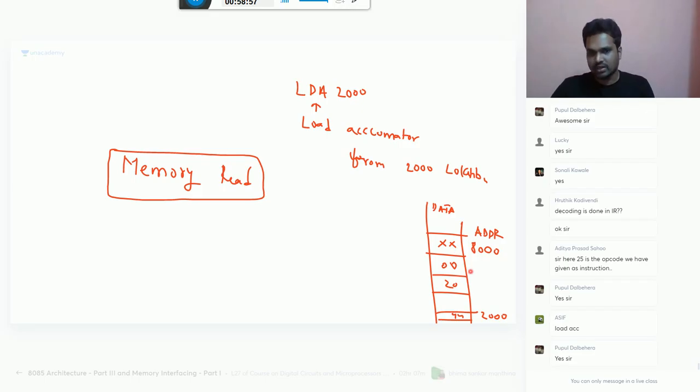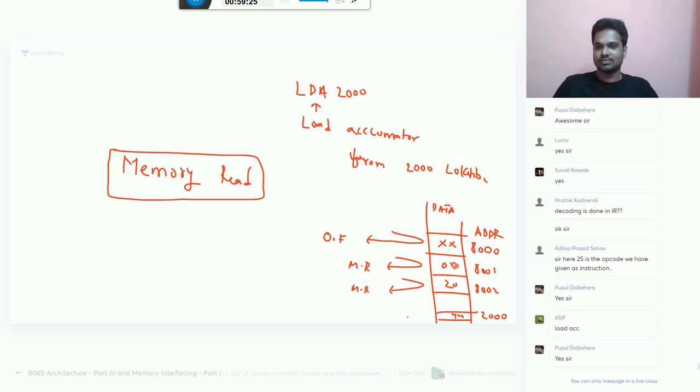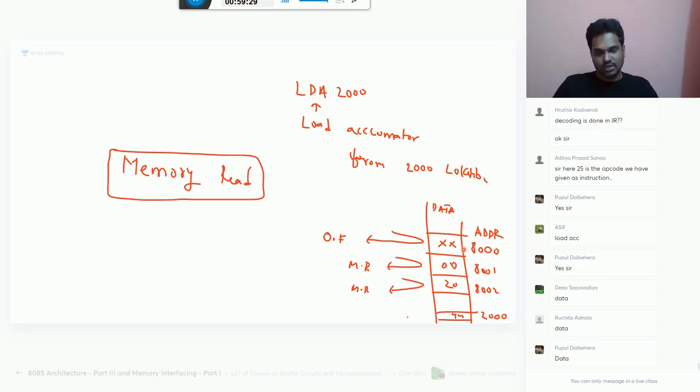Okay. Suppose we take this example. First, what will it do? Opcode fetch. It understands it is a 3 byte instruction, which means this instruction contains some other part also. We should read that part also. It will read this. What is this called? Memory read. Please observe carefully. It is reading from memory, addresses 8001 and 8002. But what is it reading? 2000. It is reading data.